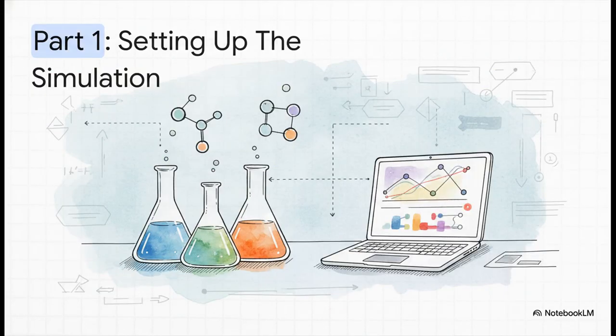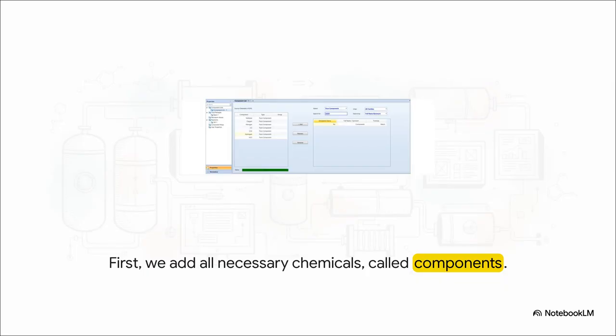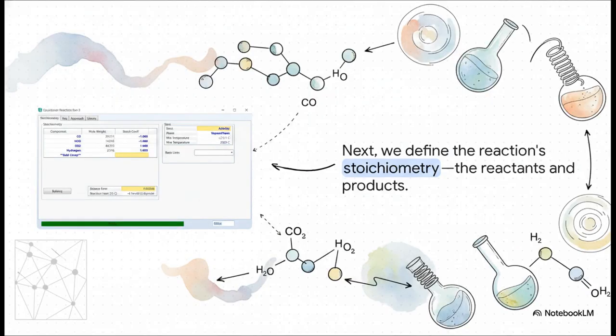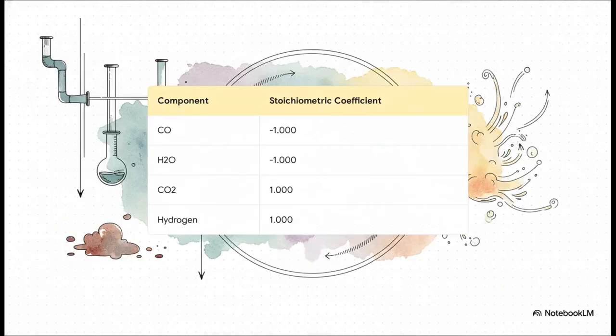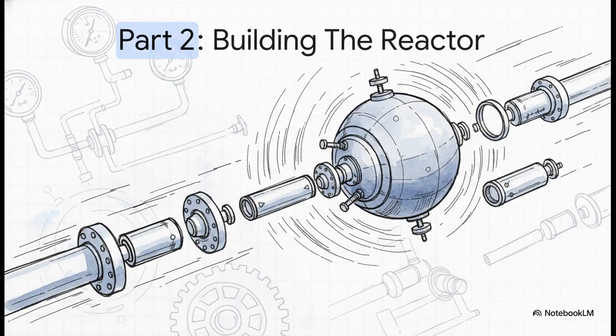Okay, first things first. We have to set the stage for our chemical reaction. We start by telling the software all the chemicals in play, our components. Next, we gotta lay out the actual recipe for the reaction. What goes in, what comes out. It's simple, really. Negative numbers are the ingredients, the reactants. Positives are what we make. All right, our rules are set.